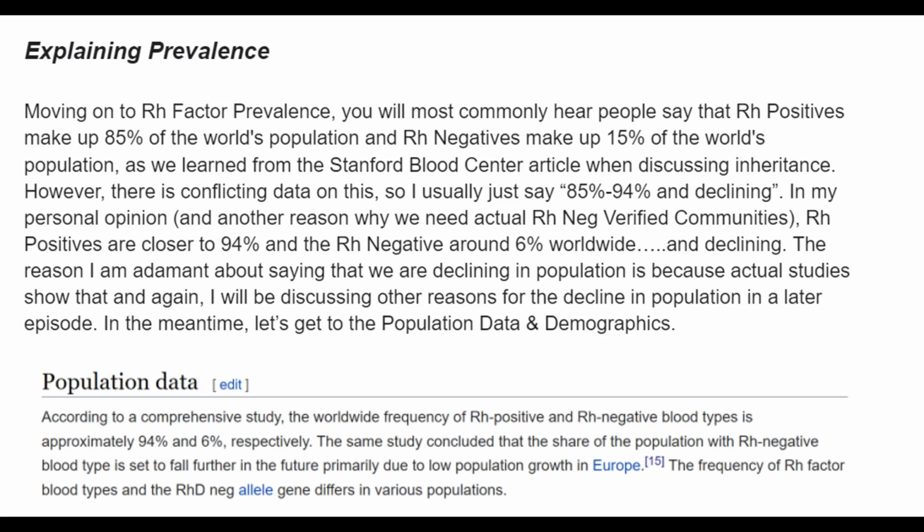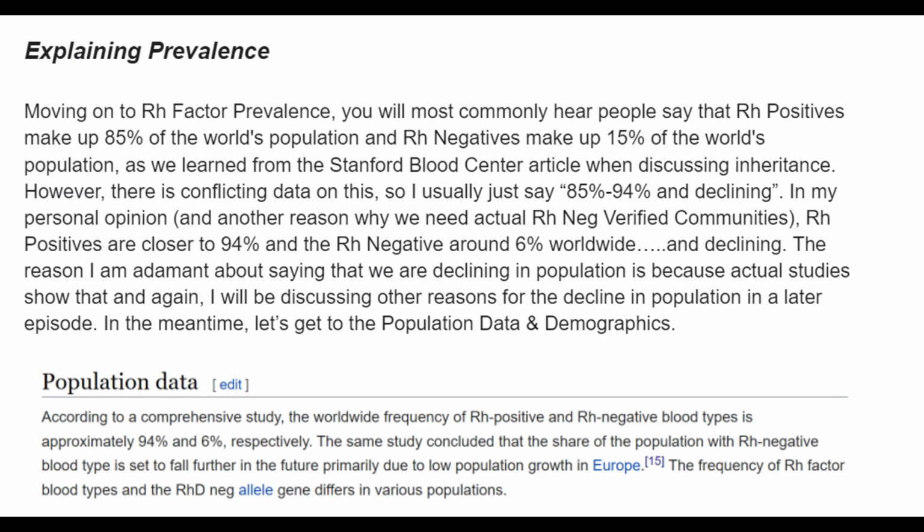The reason I am adamant about saying that we are declining in population is because actual studies show that, and again, I will be discussing other reasons for the decline in population in a later episode. But in the meantime, let's get to the population data and demographics. For the population data here, it says, according to a comprehensive study, the worldwide frequency of Rh positive and Rh negative blood types is approximately 94% and 6% respectively.